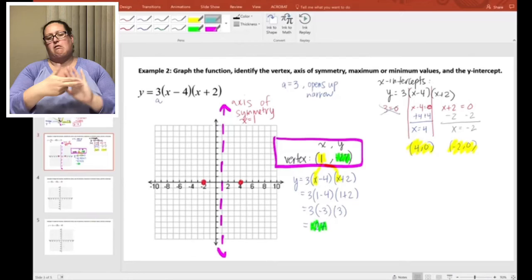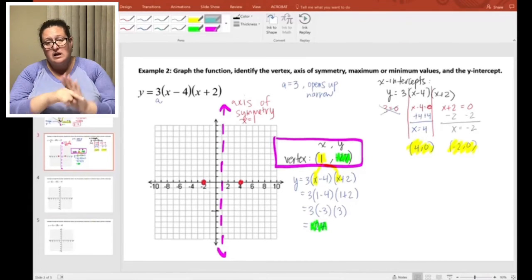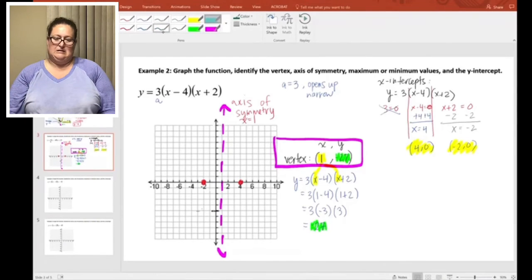Since my y-axis isn't labeled, let's go ahead and label it. Let's go by 3. So negative 3, negative 6, negative 9, negative 12, negative 15. Negative 18, negative 21, negative 24, negative 27, negative 30. Our vertex is at (1, -27). There it is. Label it vertex (1, -27).